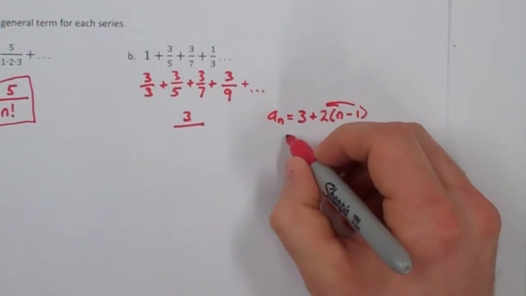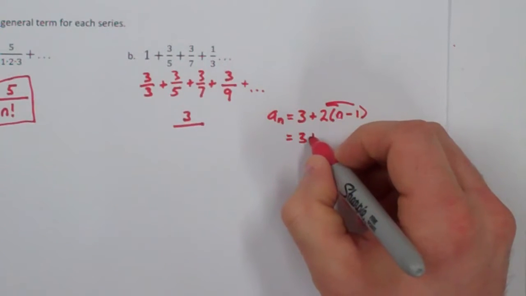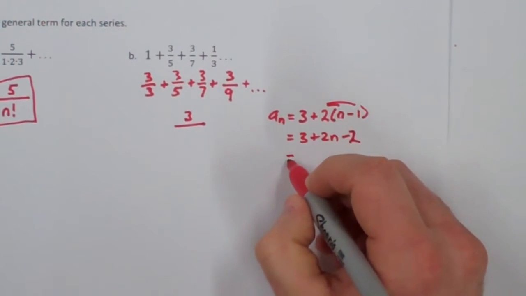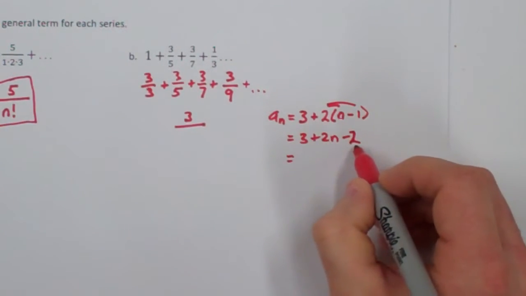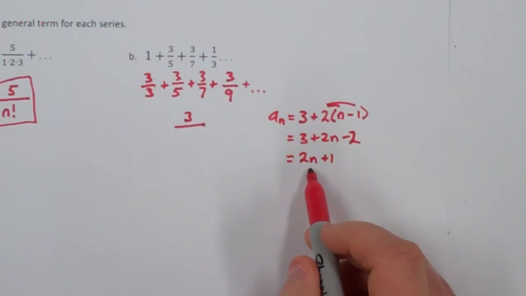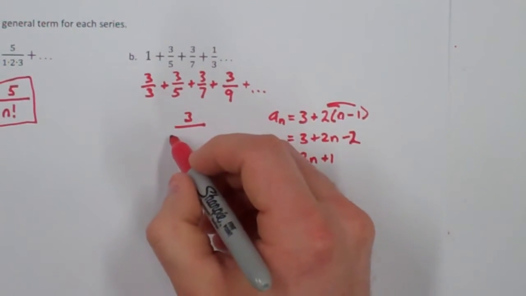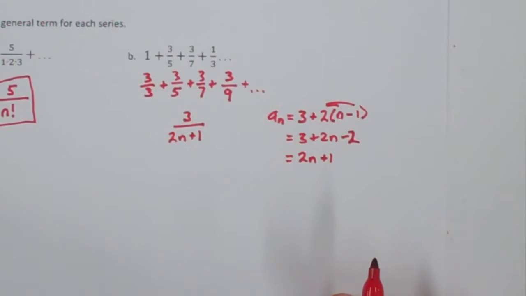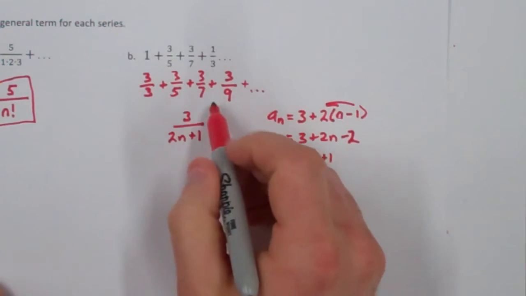We can do a little distributive property here. So we've got 3 plus 2n minus 2. And then in this case, we're going to do 3 minus 2, which is 1. And I prefer to write the term with the variable first here. That's the way that you're going to see it written, in a nice communication tool. So we've got 2n plus 1 here in the denominator only.